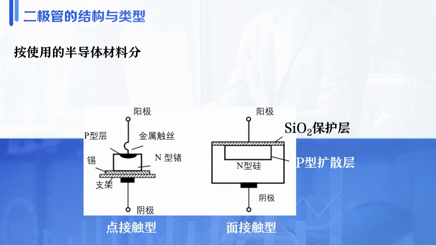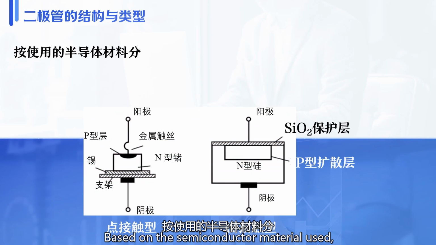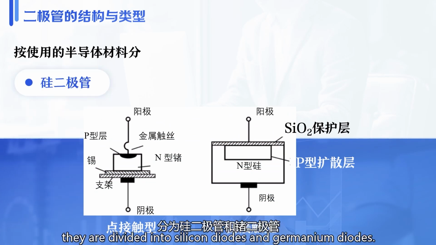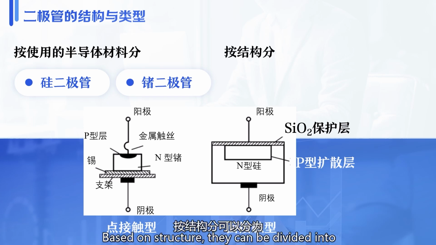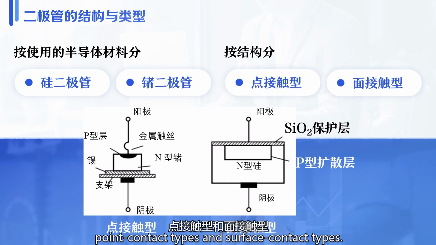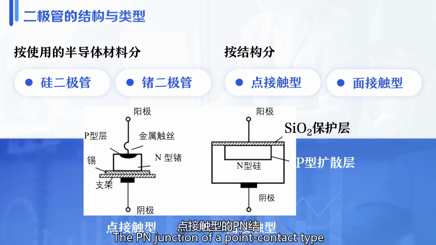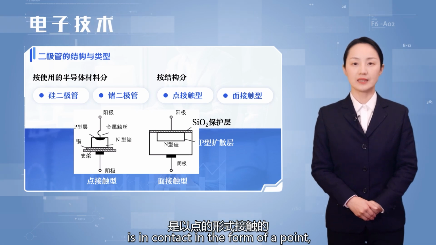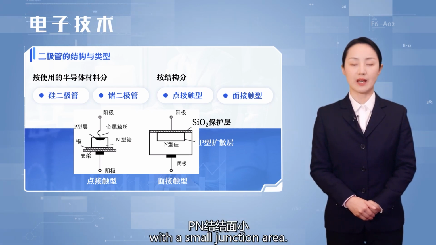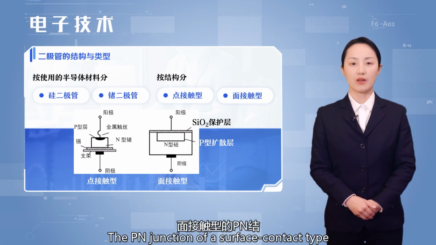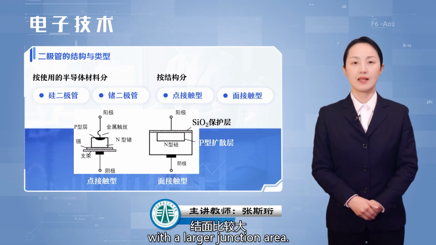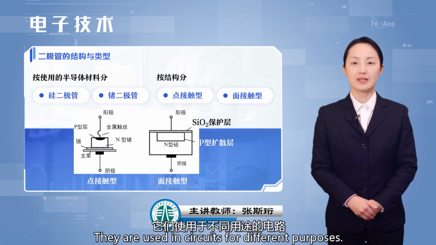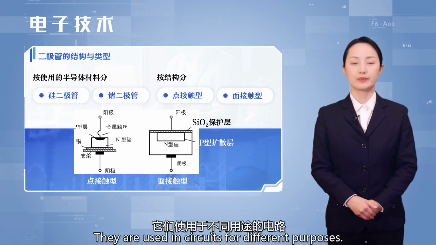Classification of diodes. Based on the semiconductor material used, they are divided into silicon diodes and germanium diodes. Based on structure, they can be divided into point contact types and surface contact types. The p-n junction of a point contact type is in contact in the form of a point, with a small junction area. The p-n junction of a surface contact type is in contact in the form of a surface with a large junction area. They are used in circuits for different purposes.